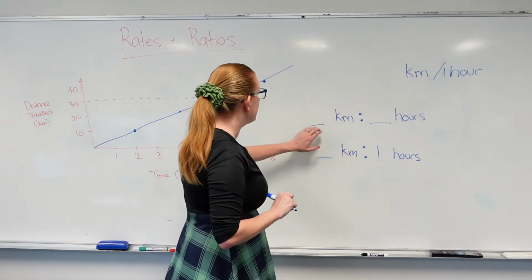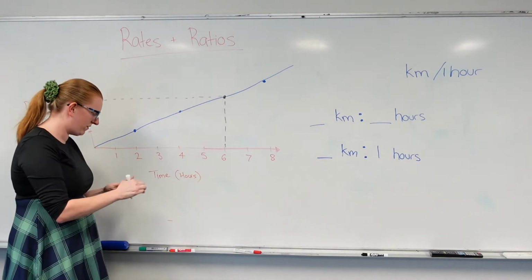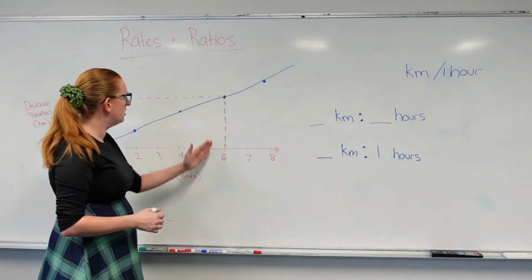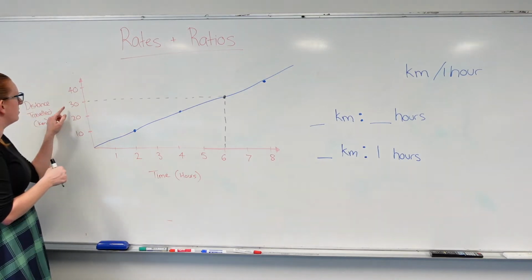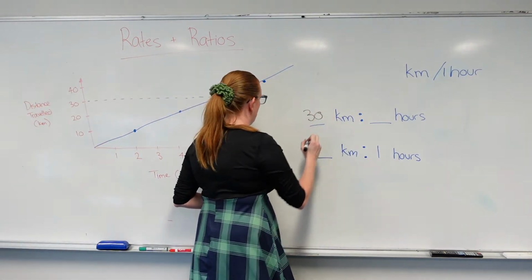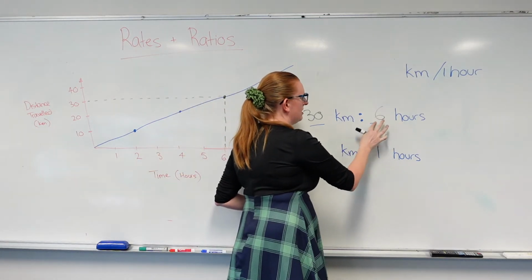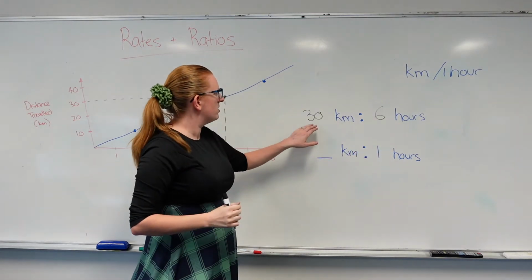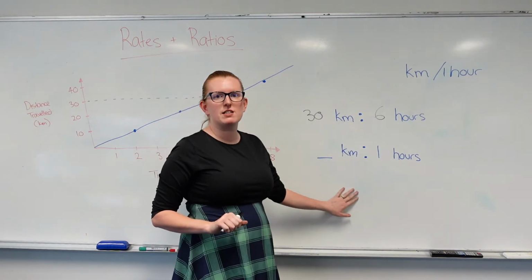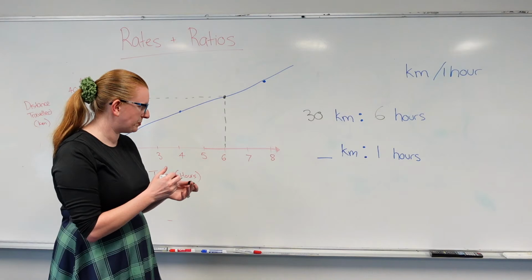Okay? Now I'm going to fill in this top ratio with information from my graph. So I just picked a random point, as you saw, and I'm going 30 kilometers per 6 hours. Okay, so I've just filled in those blanks there. So I've traveled 30 kilometers in 6 hours, and I want to find out how far that is per 1 hour.